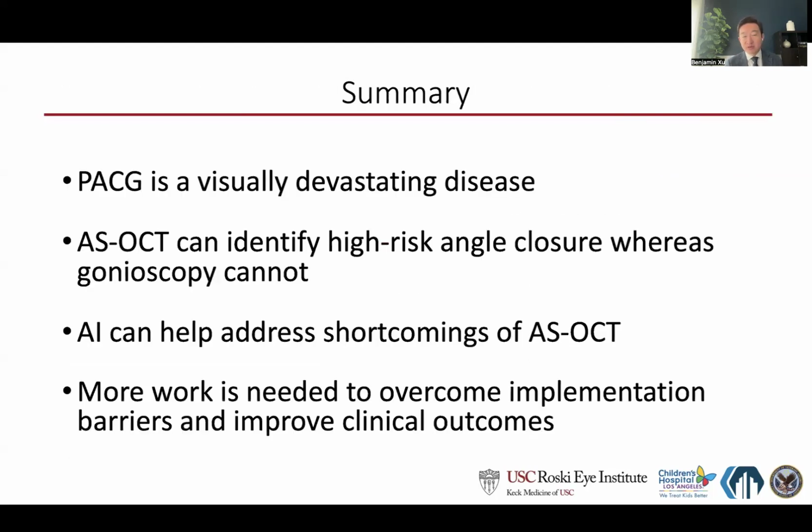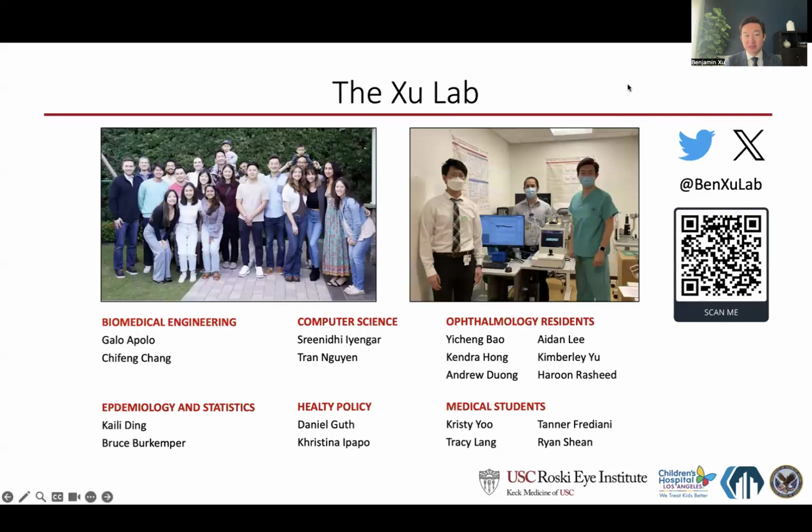In summary, primary angle closure glaucoma is a visually devastating disease. Anterior segment OCT can identify high-risk angle closure eyes, whereas gonioscopy cannot. In addition, AI can help address shortcomings of ASOCT by making the technology more accessible to clinician users. However, more work is needed to overcome other implementation barriers and improve clinical outcomes for our patients with angle closure.